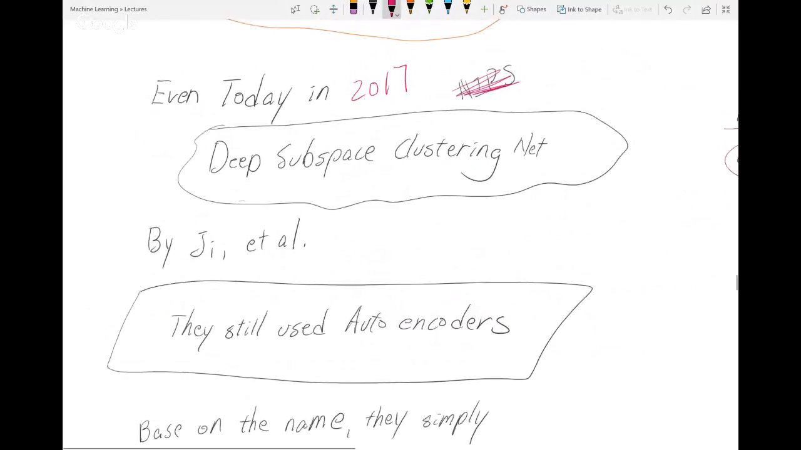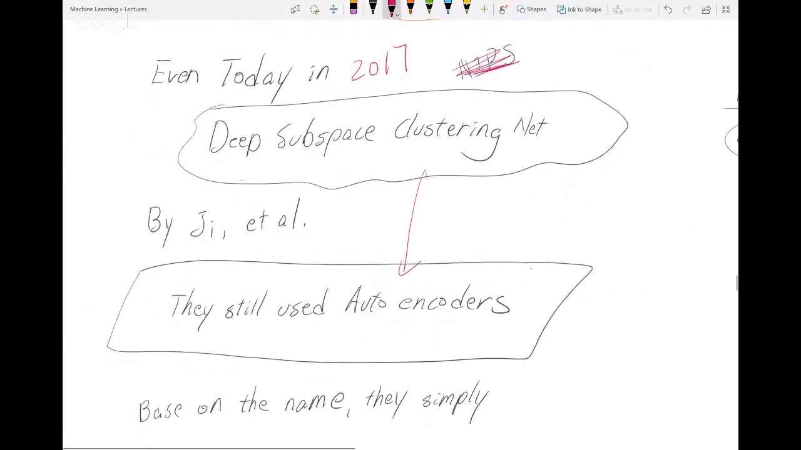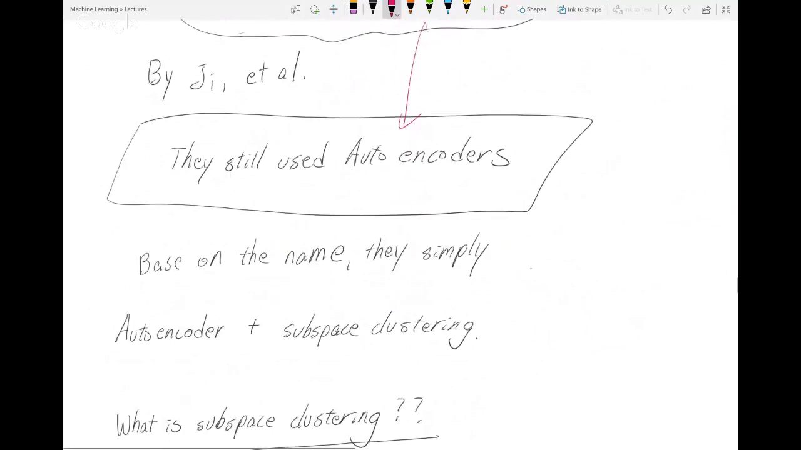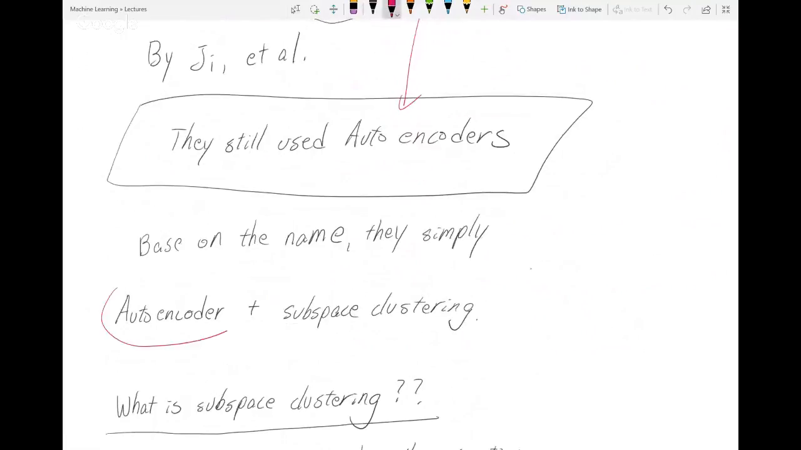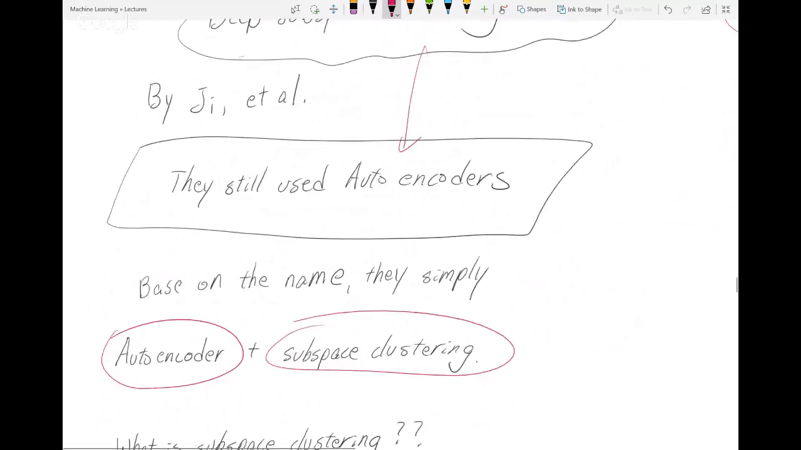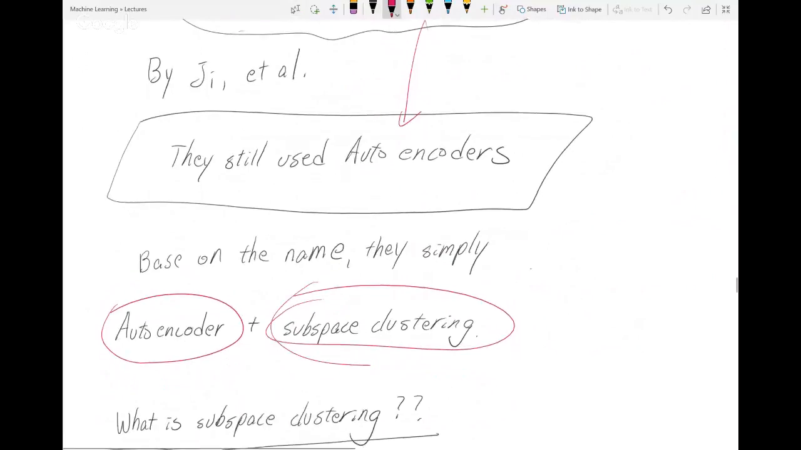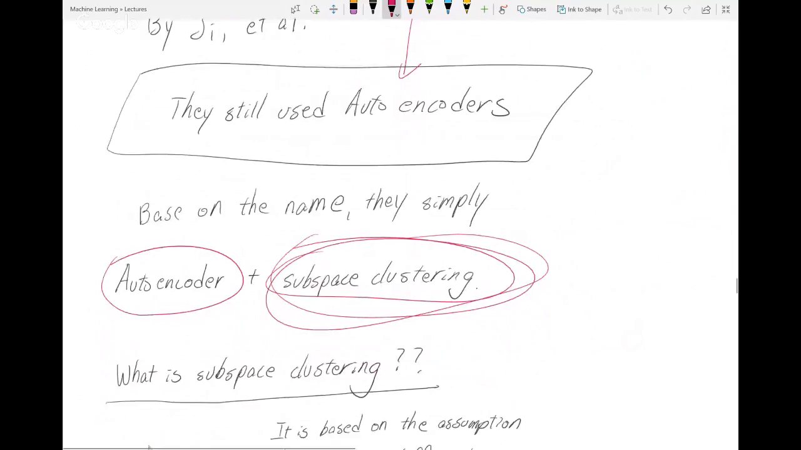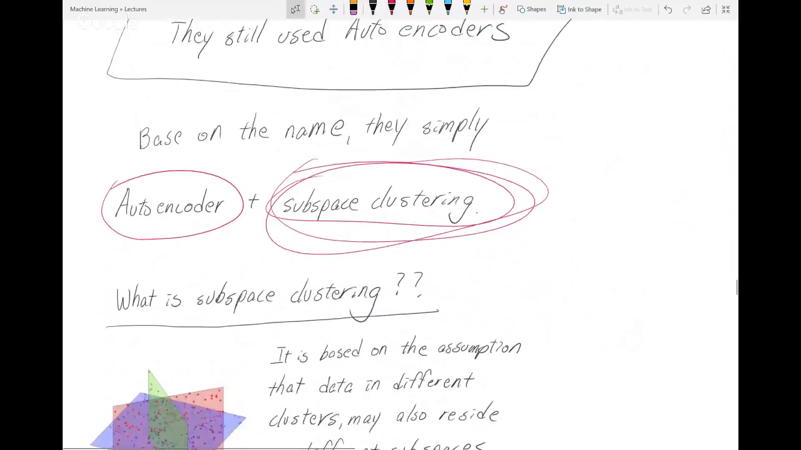Anyway, in this one they still use autoencoders. Based on the name, they essentially just combine autoencoders and sparse subspace clustering together. Like last time, where we did spectral clustering, if you know sparse subspace clustering, I think you'll be able to guess what they did. So today we're going to go over sparse subspace clustering.